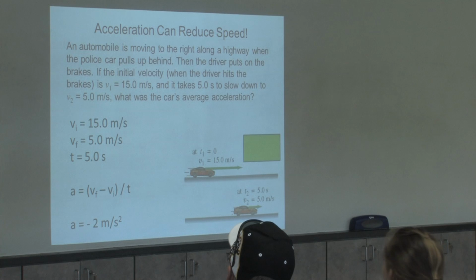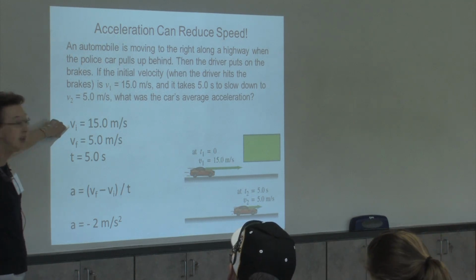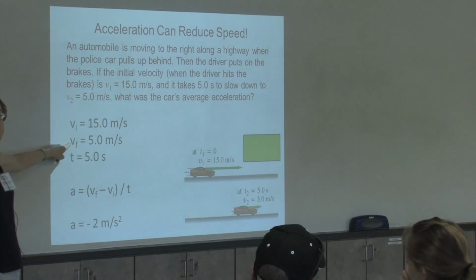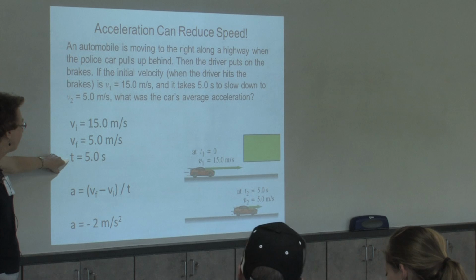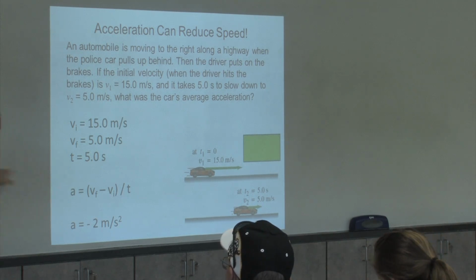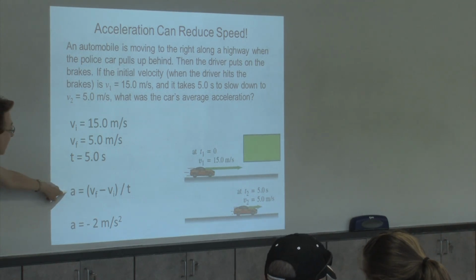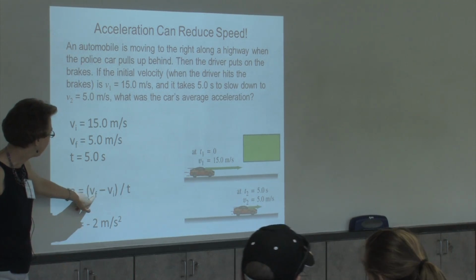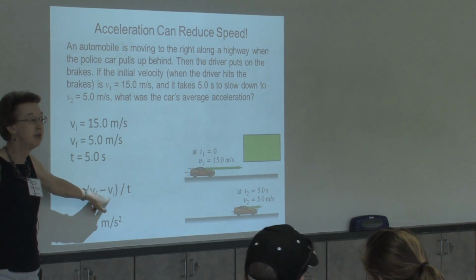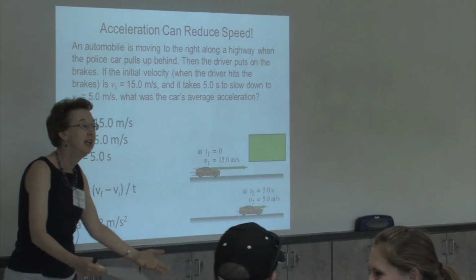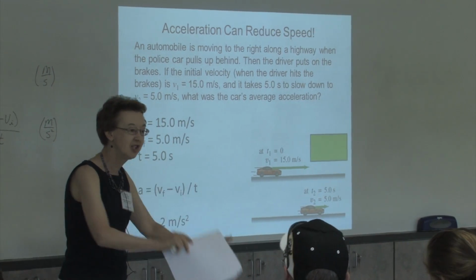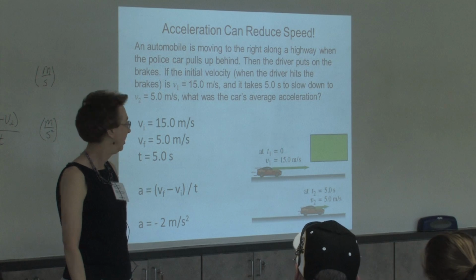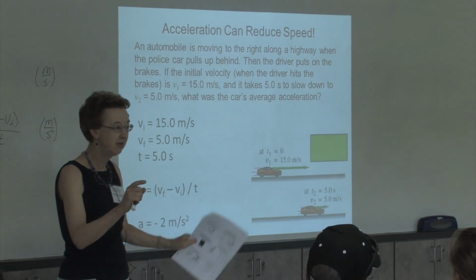Write down what I know. My initial velocity, 15 meters per second. My final velocity, 5 meters per second. The time was 5 seconds. The equation I'm going to use, all right, and then I substitute in my values, being careful to remember that my final velocity is smaller than my initial velocity, and that gave me a negative value. And the negative value meant I was slowing down. Okay, so far so good.